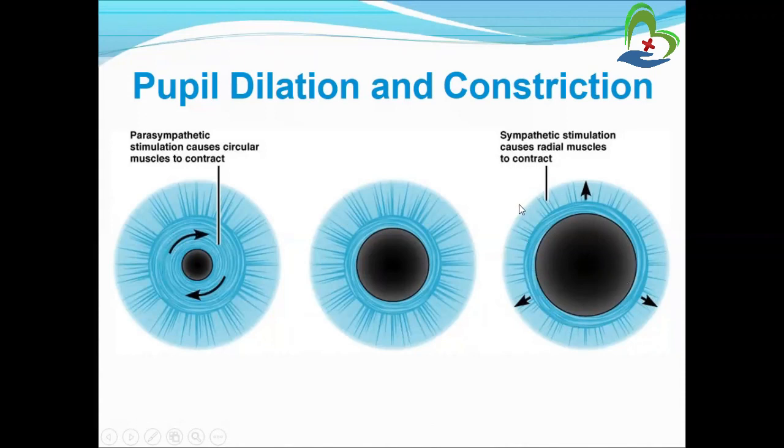So this is the main difference between dilatation and constriction. Our pupil will react to bright light and dim light, or far objects and near objects. In that case, the muscles and this stimulation will be happening, and by this our eyes can react and any image is formed on our retina.